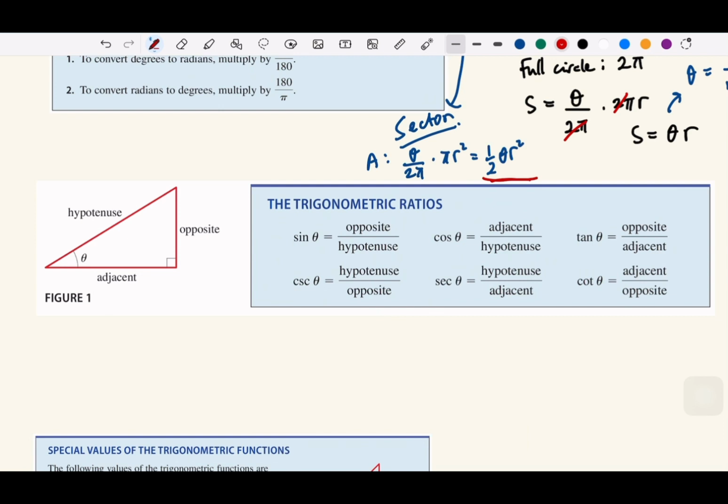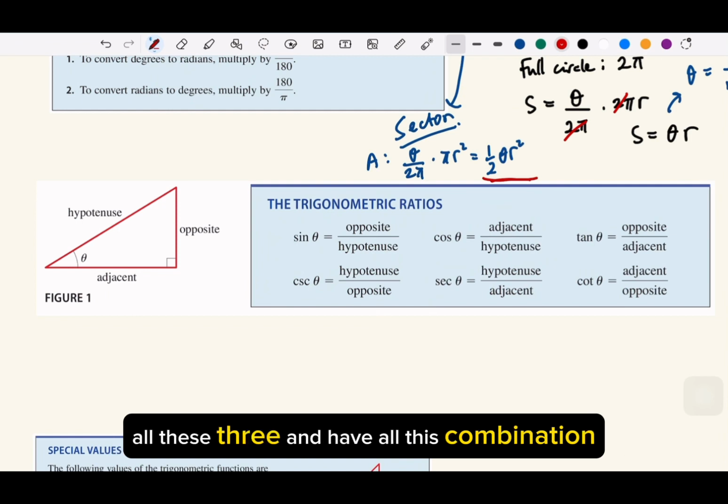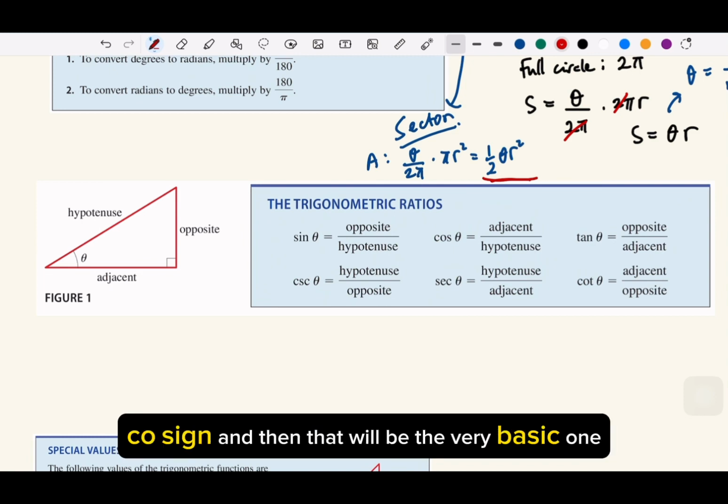Now, I think just a quick review on how we get the ratios and how we name them. We start by sine, where we have the triangle, and then we could have the ratio between all these three sides. We have all these combinations, but I think the best way is to just take sine, cosine, and tangent, which will be the very basic ones.